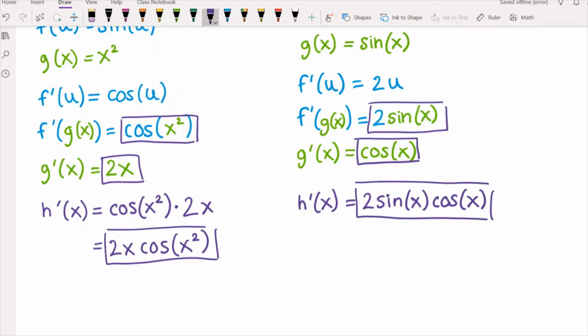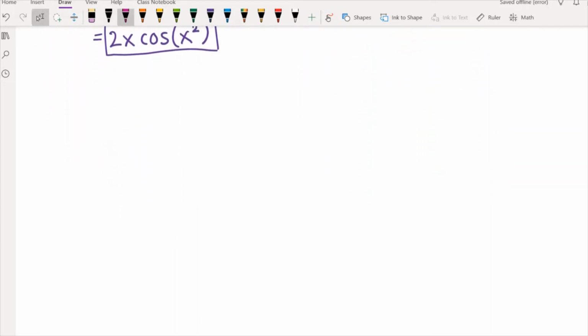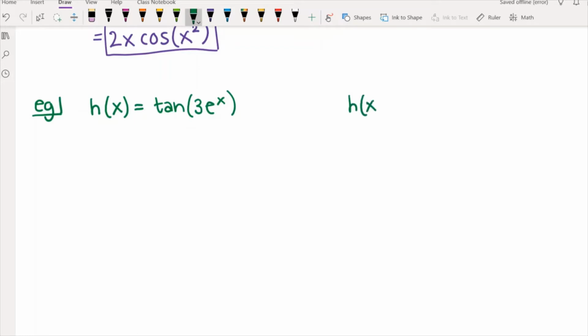Okay, so let's do some more examples. We're going to do just 2 more examples, and I would encourage you to pause the video and try these yourself, and then we'll go over them together. So 2 examples I want to do. The first one is h of x is equal to, where is it? Tangent of 3e to the x. And then the other one I want to do is h of x is equal to e to the 5x.